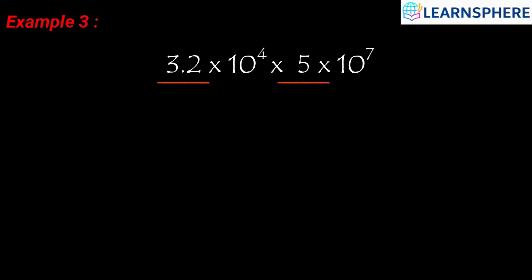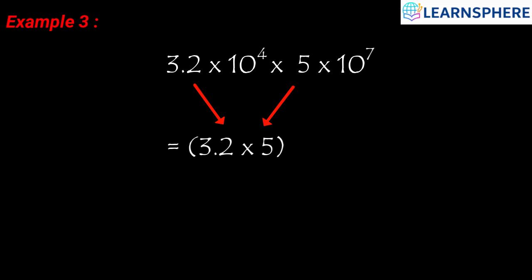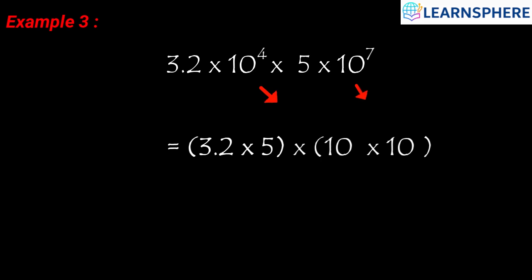Let's go on to example 3, where we have to multiply two standard forms together. In this example, we have to firstly group the numbers together, and we can rewrite it as bracket 3.2 times 5. And we have to group the base of 10 together, and it will be times bracket 10 to the power of 4 times 10 to the power of 7.